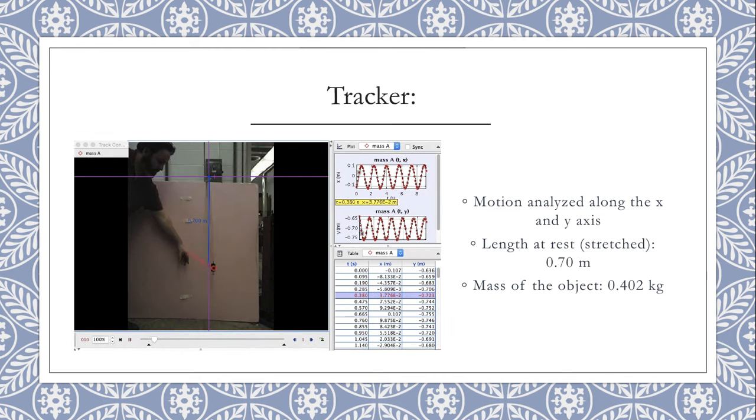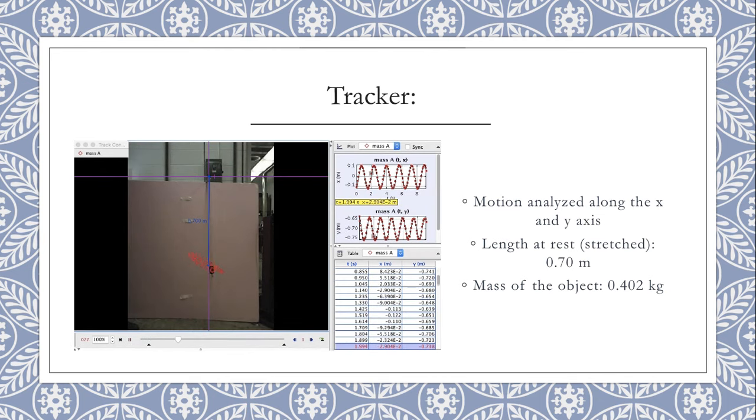This is the video being analyzed in Tracker. We analyzed the motion of the object along its x and y axis. We also are able to extract its length at rest and the mass of the object.